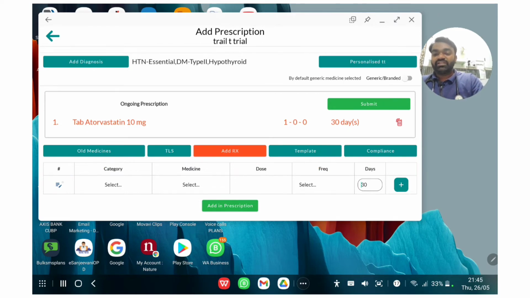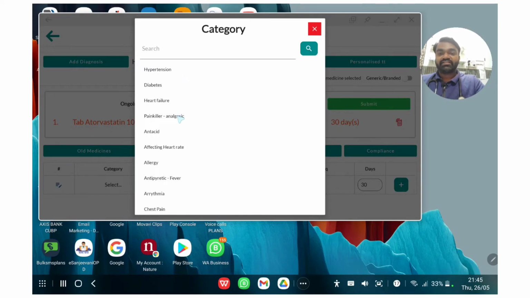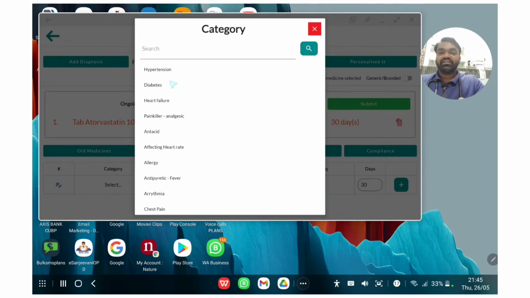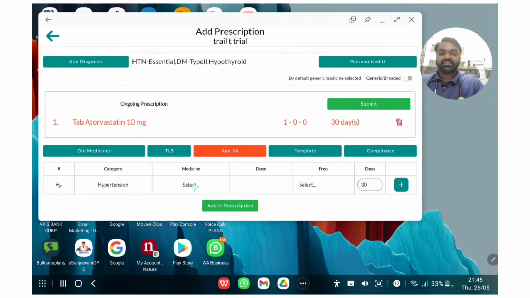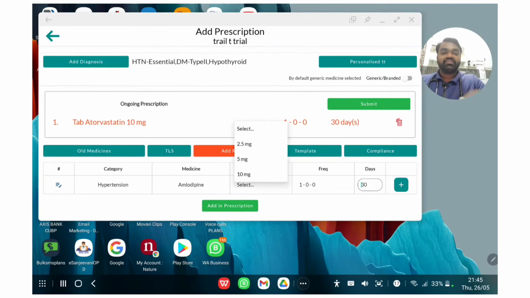This particular icon is for when you want to edit. Before edit, I'll let you know what is available. You can choose the category of the medicines, like hypertension, diabetes, heart failure, painkillers, and all these categories are there. If I choose hypertension as category, I go ahead and choose the medicine which is already fed into the system. I'll choose amlodipine, and then there will be some doses of the particular medication, the minimum doses and maximum doses, so that there will not be any dosing error. And you choose the medication dose.